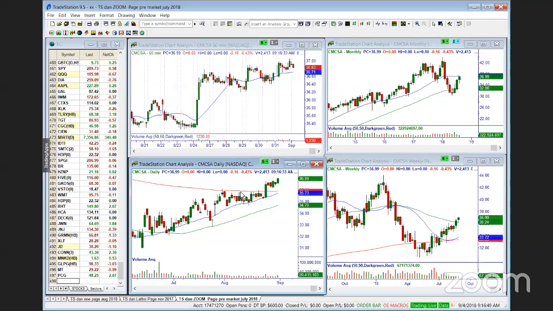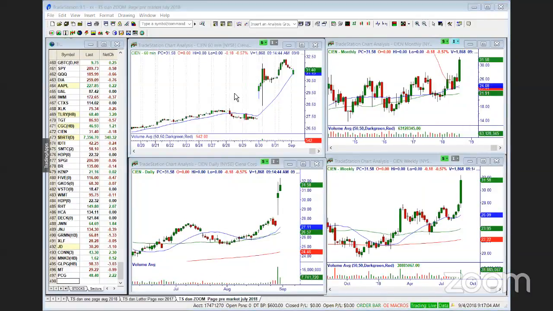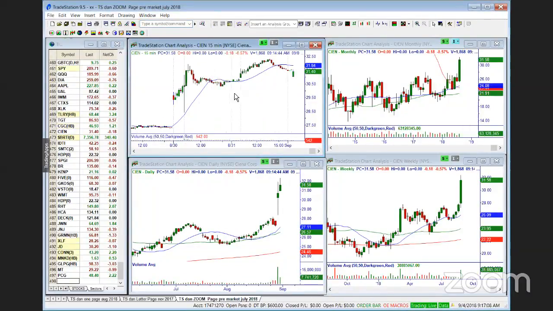CMCSA, beautiful breakout. Long stock. Sienna, long stock on Friday. It's pulling in here a little bit, but it's an hourly PBF. It's an hourly buy setup. Here, let me change that to 15.